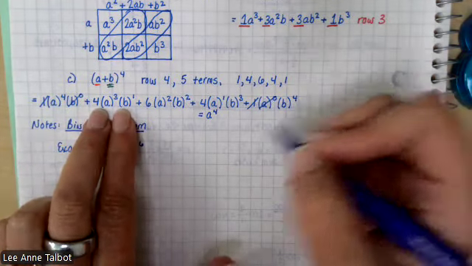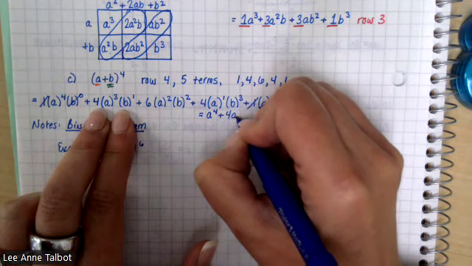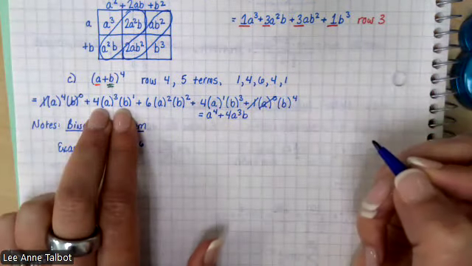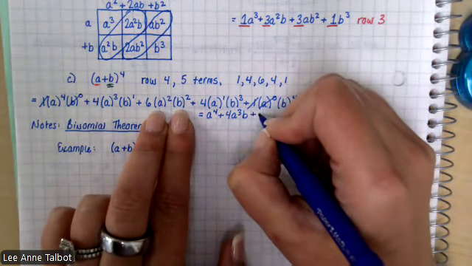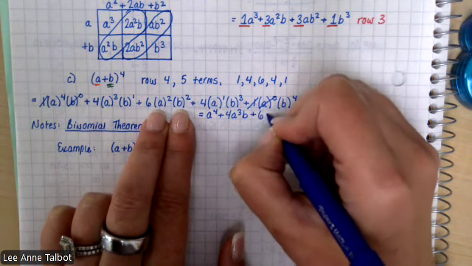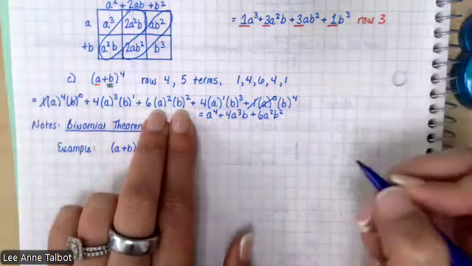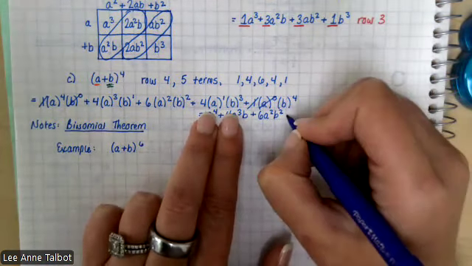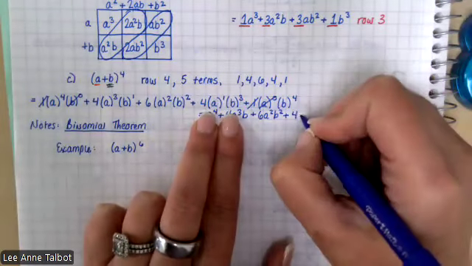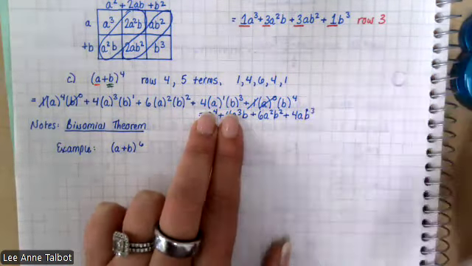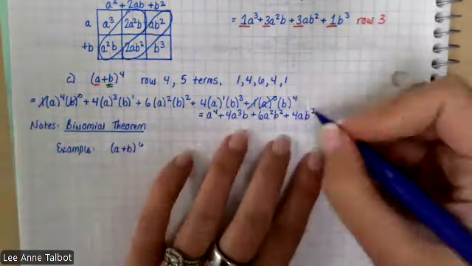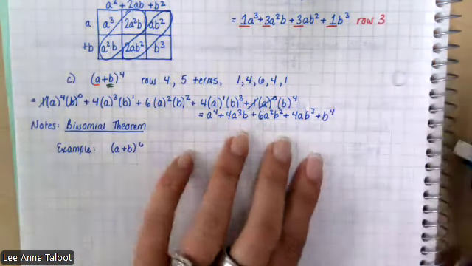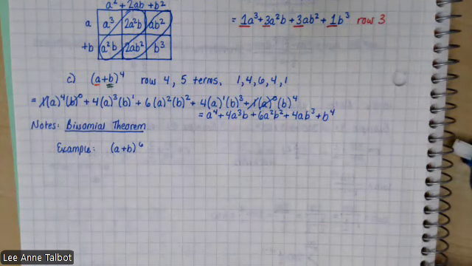Now how do I make this look pretty? I just put 4a cubed b. How do I make this look pretty? 6a squared b squared. 4a b cubed. And b to the fourth. We have one more problem.